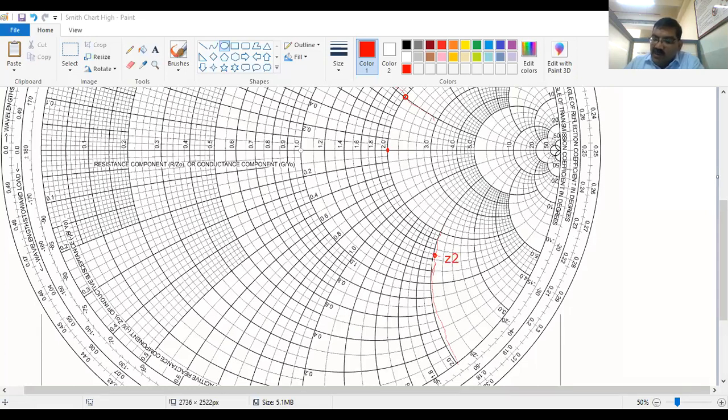Okay, we'll go for Z3. Z3 is only j200. All these 8 examples I have taken such that they will cover all the problems. So what Z3 will I take? I'll take j200.